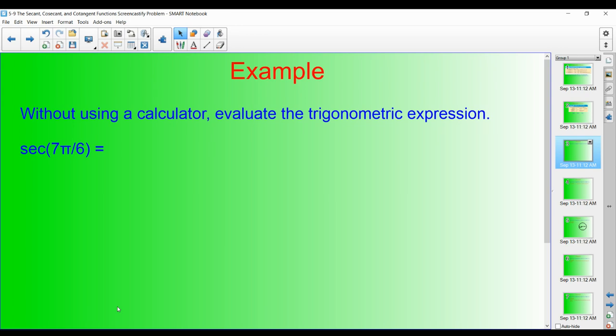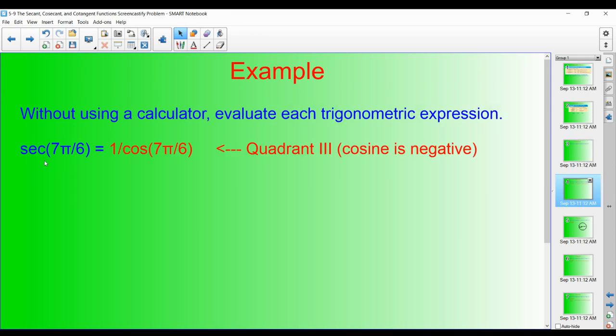So here's an example if I give you an angle. Without using a calculator, evaluate secant of 7 pi over 6. So there's a few things I need to think about when I'm looking at this angle and looking at secant. Secant, we need to remember, is the reciprocal of the cosine function. So instead of the secant function, I want to look at 1 divided by the cosine of 7 pi over 6. Now we're going to go back to thinking about our unit circle.